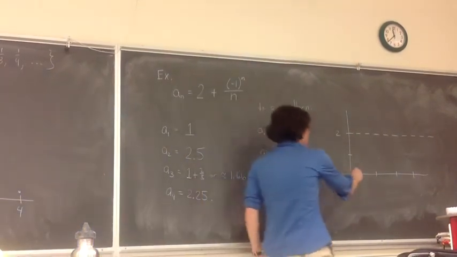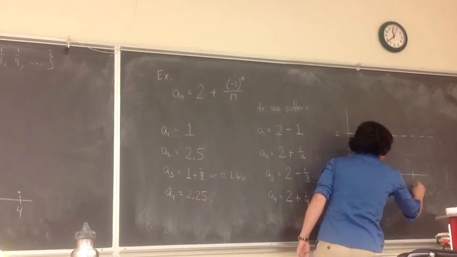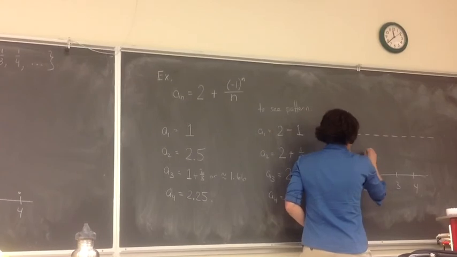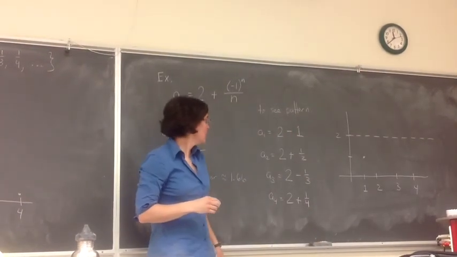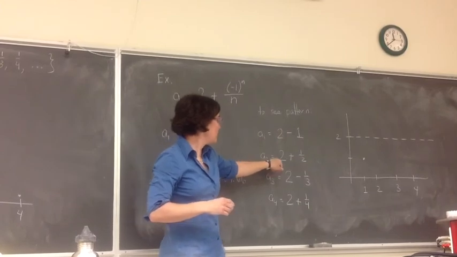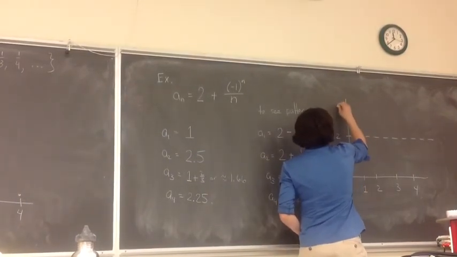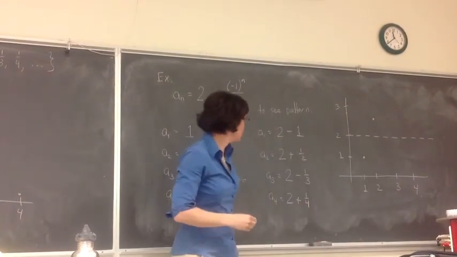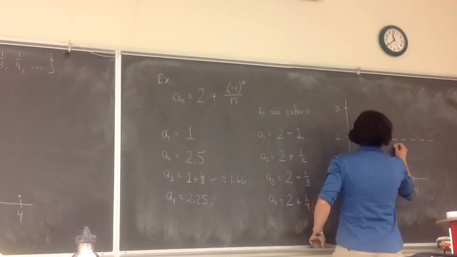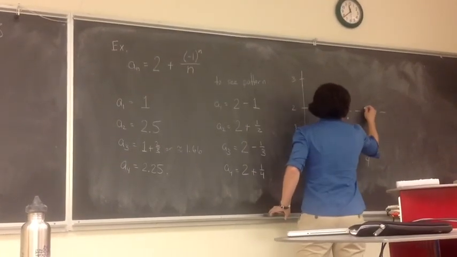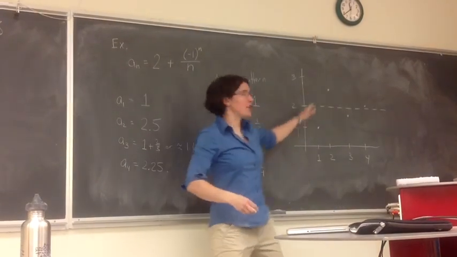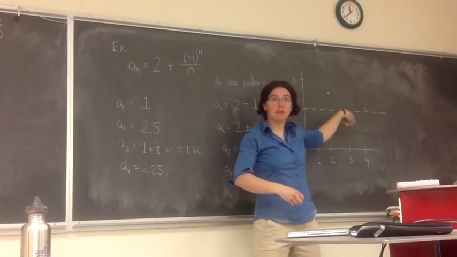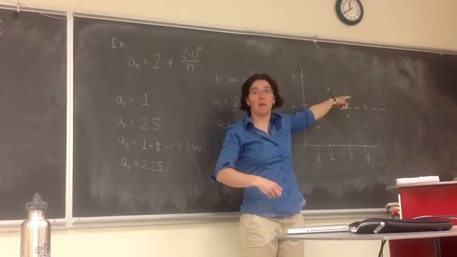And so when n is equal to 1, A1 is 2 minus 1, so I'm 1 unit below the 2. And then for A2, I have 2 plus a half. And so I'm going to go a half above the 2, and then I'm going to go 1/3 below the 2, and then 1/4 above the 2. And so each time my dots seem to be getting closer and closer to this line y equals 2, but they're bouncing back and forth, alternating above and below that y equals 2 line.